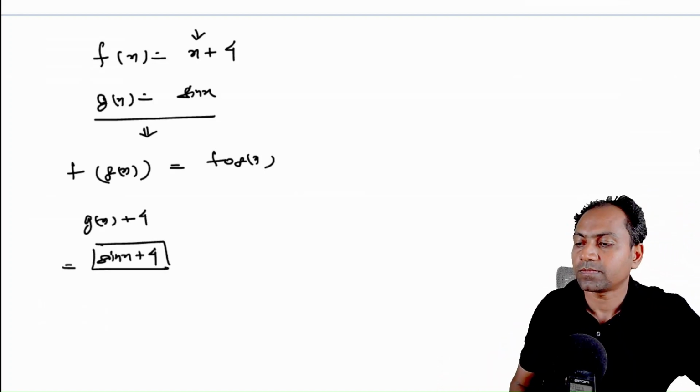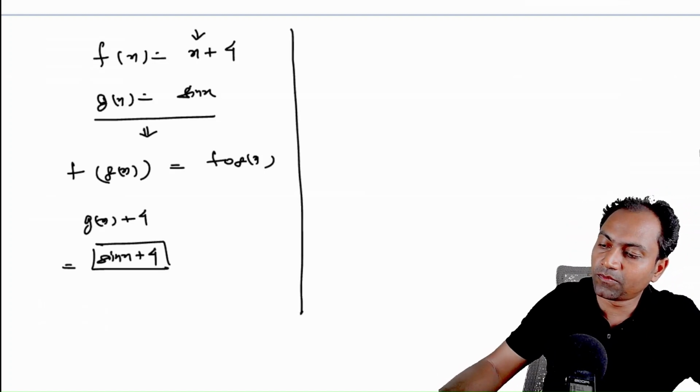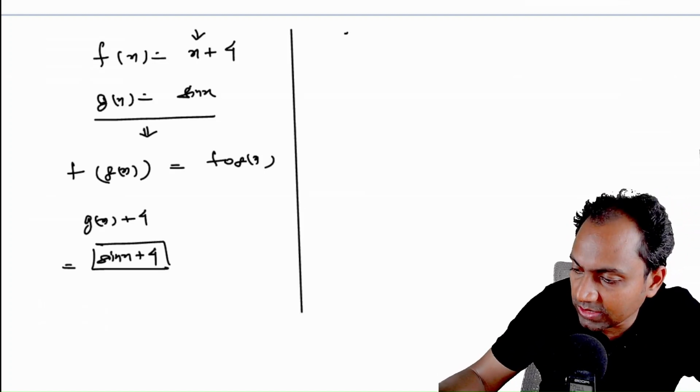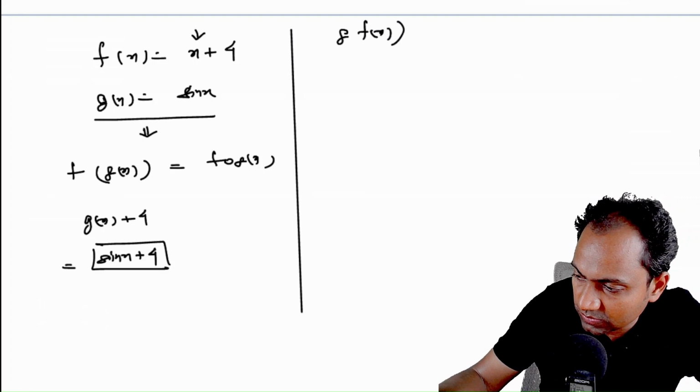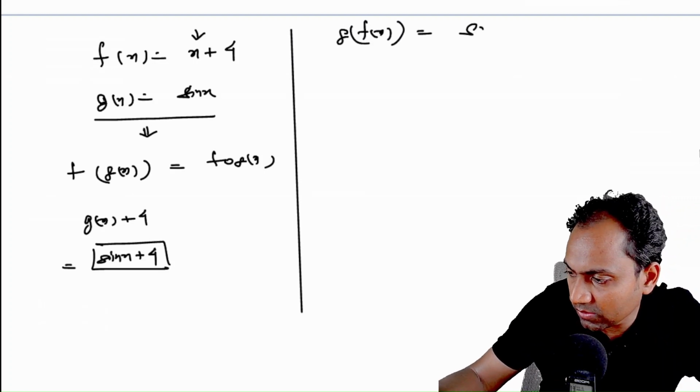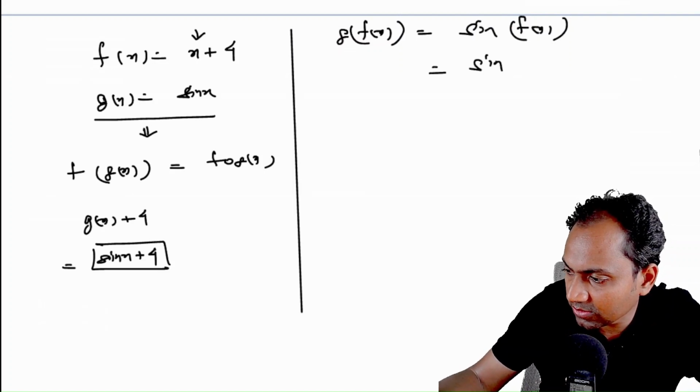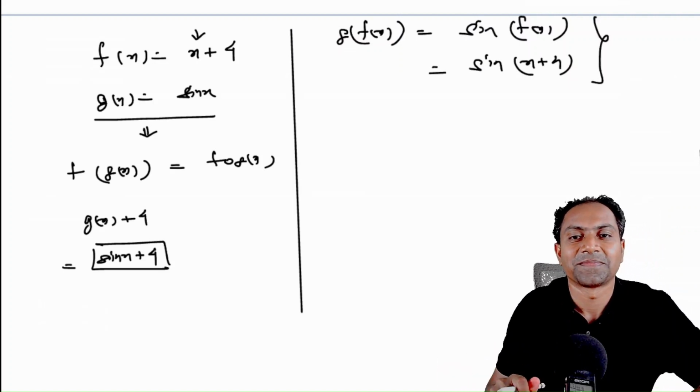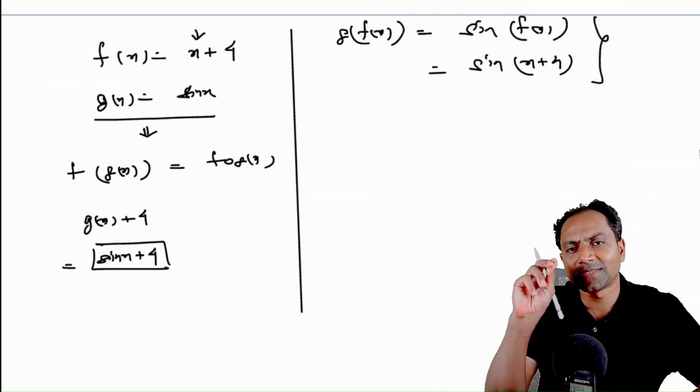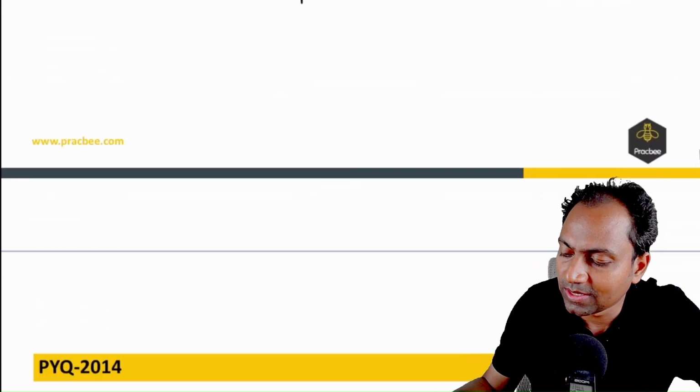This is one. Now if I want to find the value of g of f(x), the reverse process will happen. Wherever we wrote x earlier, now it will be replaced by f(x). So what happens is nothing but sin of (x plus 4). And this becomes our answer. So it is a very simple thing. We are replacing x by another function. That is known as composite function.